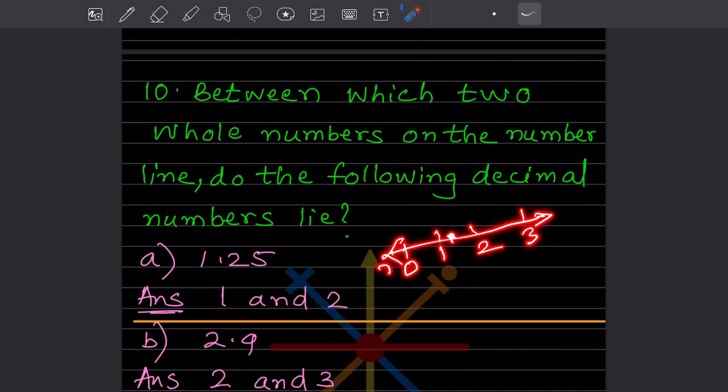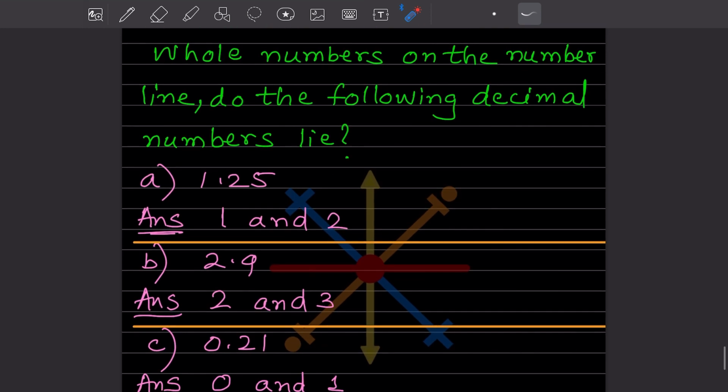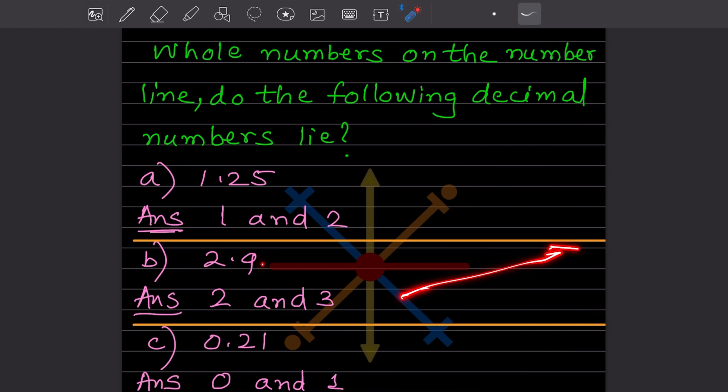So here, what are we going to do? They have said, between which two whole numbers does the number lie? So somewhere over here 1.25 will be there. So which are the whole numbers without a decimal, right? So here it is lying between 1 and 2. So 1 and 2.